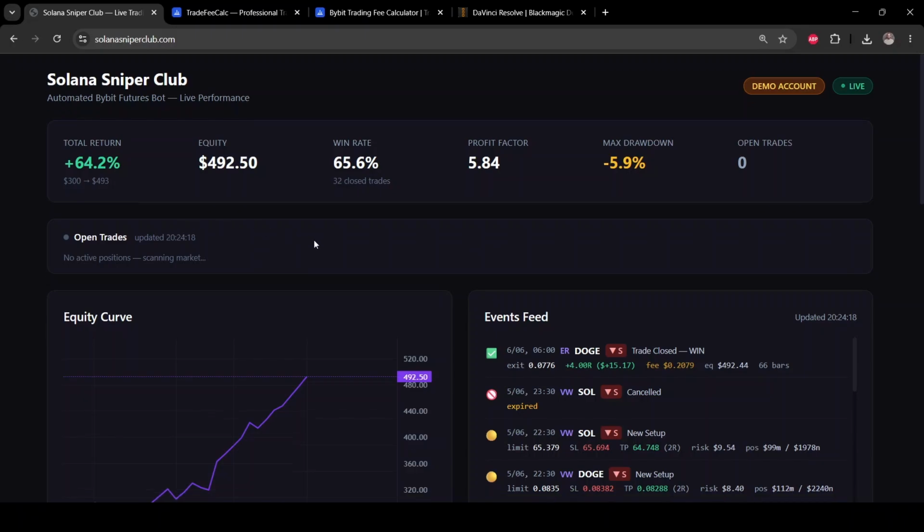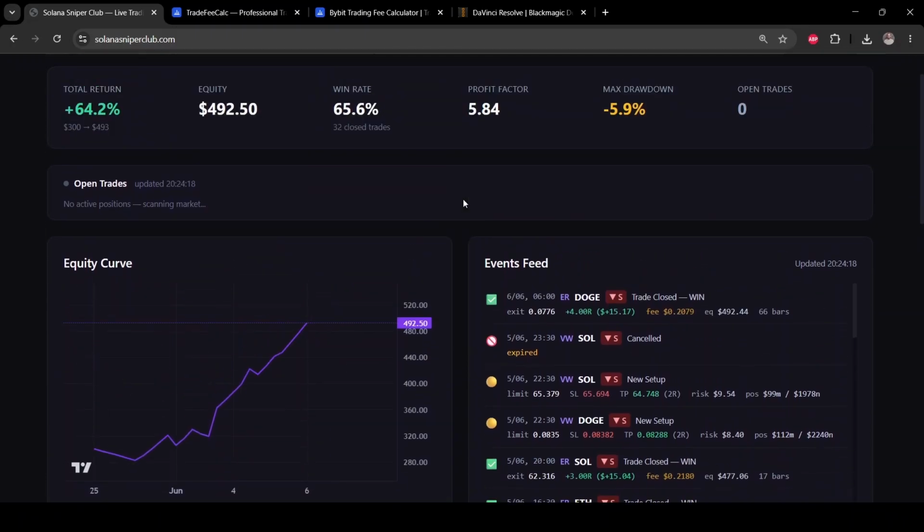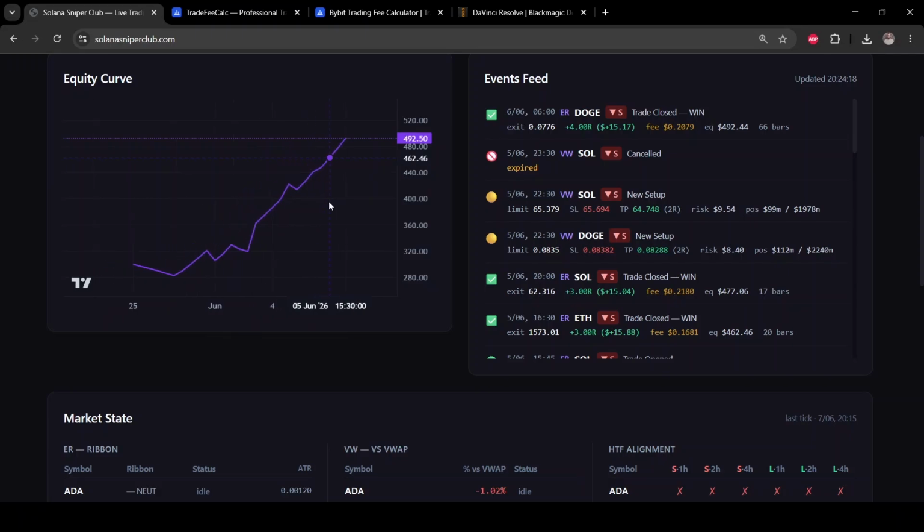Okay, so let's see the equity curve. We started around the 25th, 26th of May. That was when the bot started with the first trades. Okay, every dot on this line is a closed trade.